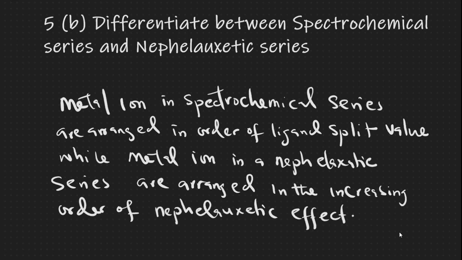So that's the key difference. The key difference between the spectrochemical series and the Nephelauxetic series is that metal ions in the spectrochemical series are arranged in order of ligand split value, that is the oxidation state, while the metal ions in the Nephelauxetic series are arranged in increasing order of Nephelauxetic effect. So that's the major difference between the Nephelauxetic series and the spectrochemical series.